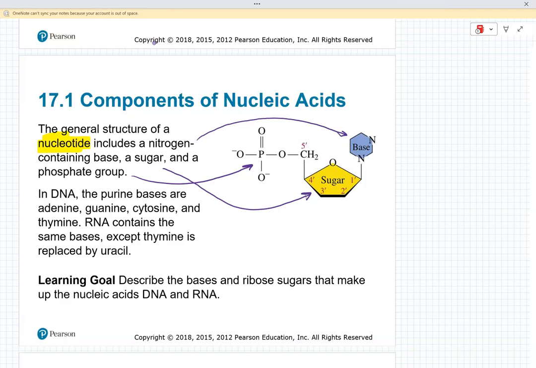Nucleotides are different because they contain different bases. If we're talking about DNA, those bases are adenine, guanine, cytosine, and thymine. In RNA, adenine, guanine, and cytosine remain, but instead of thymine you have uracil.